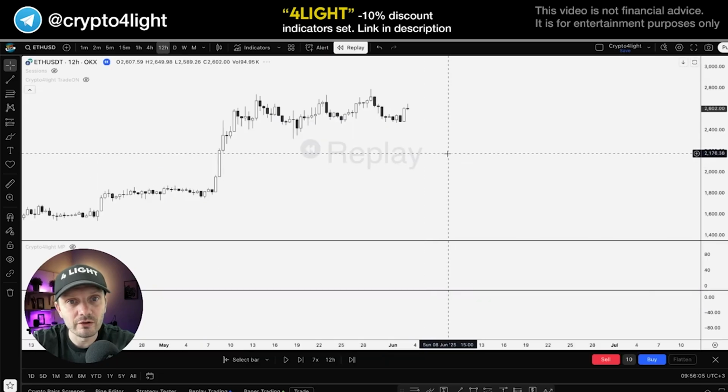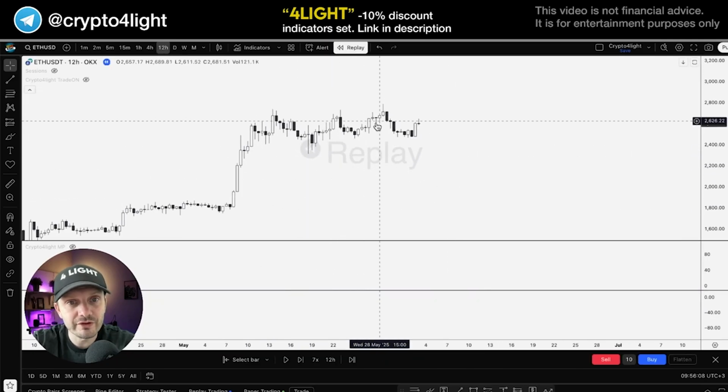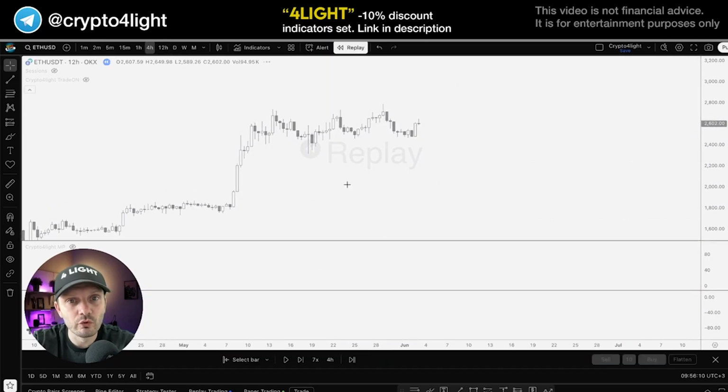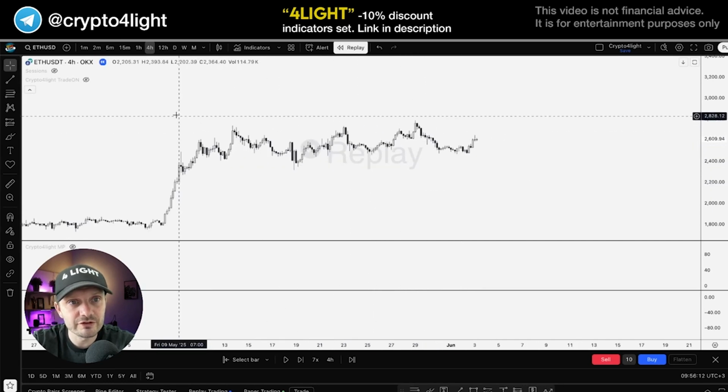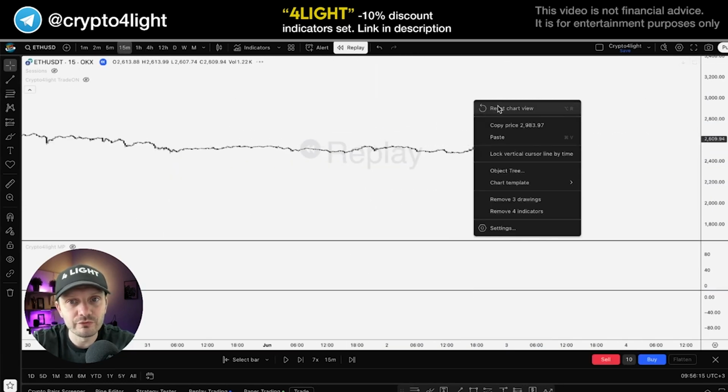We go into the 12-hour time frame. What do we see here? Also the uptrend. Now it's like a range. The 4-hour time frame is also like a range, right? And we move, for example, to the 15-minute time frame.